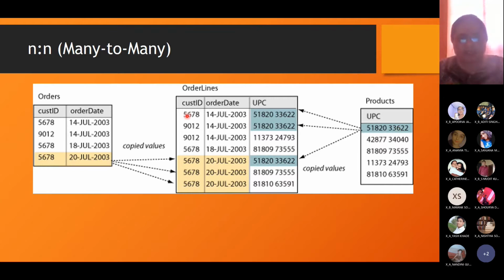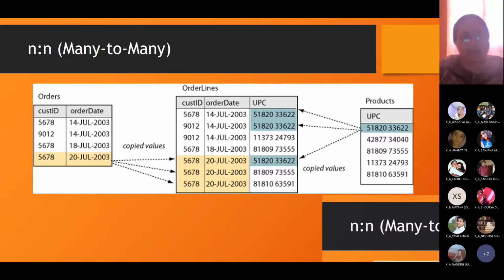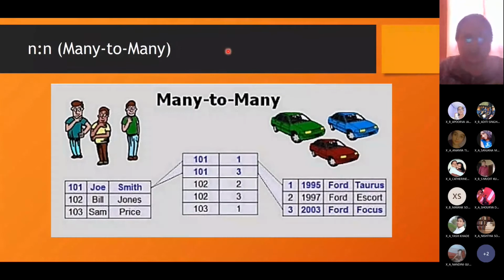As you can see here, this same product with this UPC is ordered by customer ID 5678, 9012, and 5678 again. So this could be some other customer, because we cannot have the same customer ID. This is okay, but here the same customer ID has some other order date, as you can see. So one customer can purchase multiple products, and one product can be purchased by multiple customers. So this is a many to many relationship, and it depends upon the type of data you are handling.